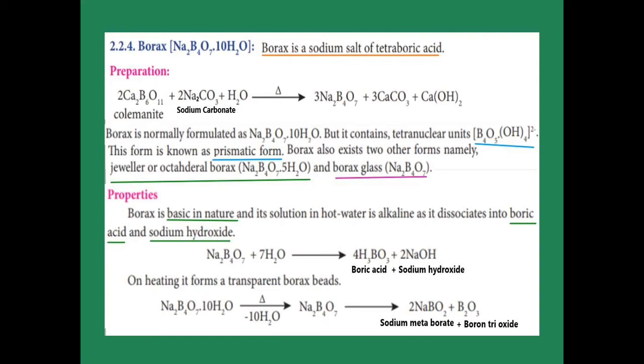When borax is heated, first the 10 moles of water go out, so we get Na2B4O7. Afterward, on further heating, we get NaBO2, that is sodium metaborate, along with B2O3.